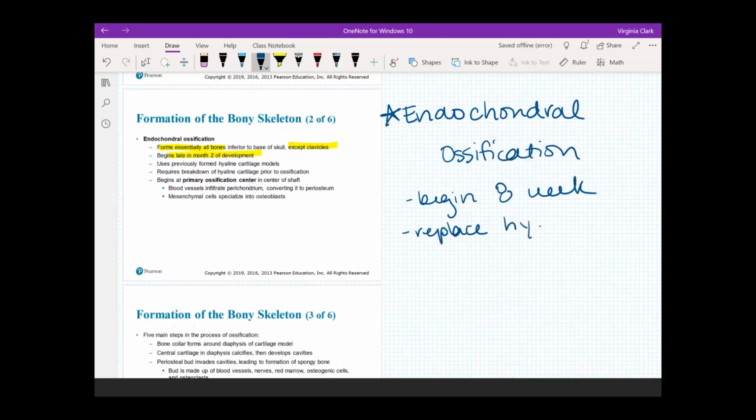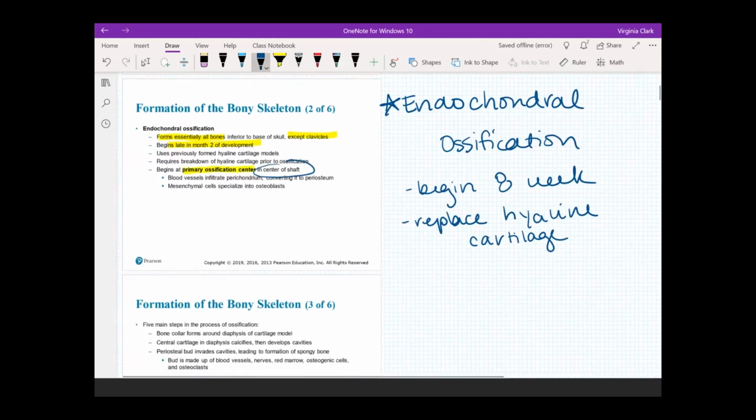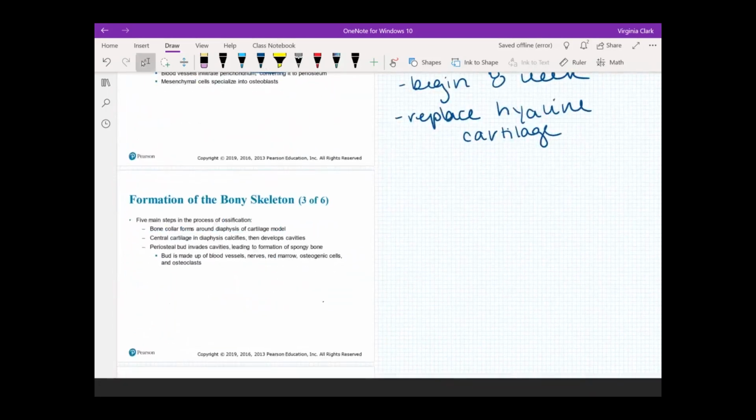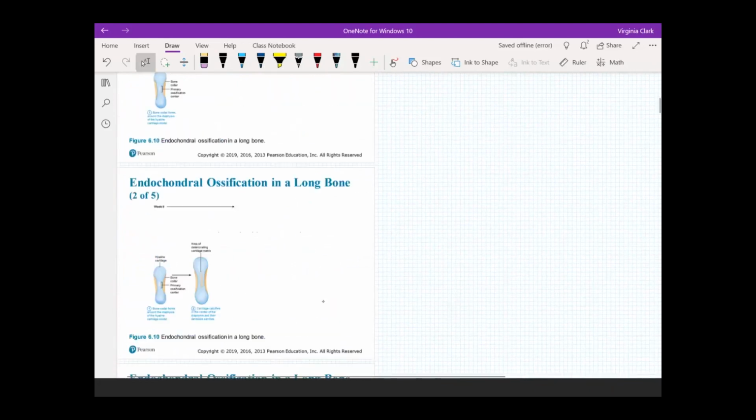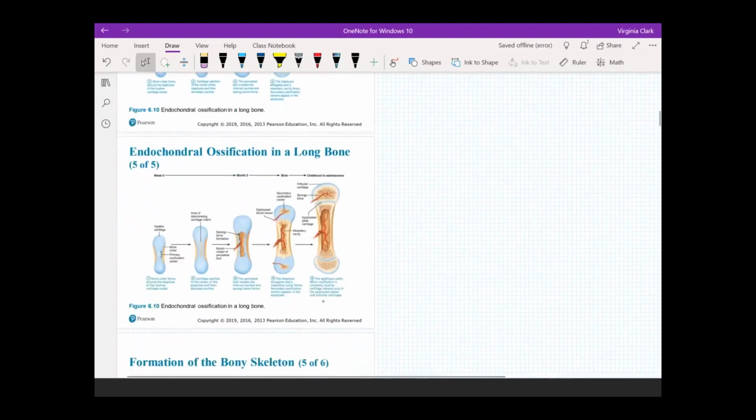The way it does that is through a very sequenced step process of about 4 to 5 steps. It's going to start at the very middle, called the primary ossification center, which is the center of the shaft. There are 5 main steps to the process of ossification. This is a shorthand version, but I'm going to go down to the 5 steps in image form. This is the picture of them.